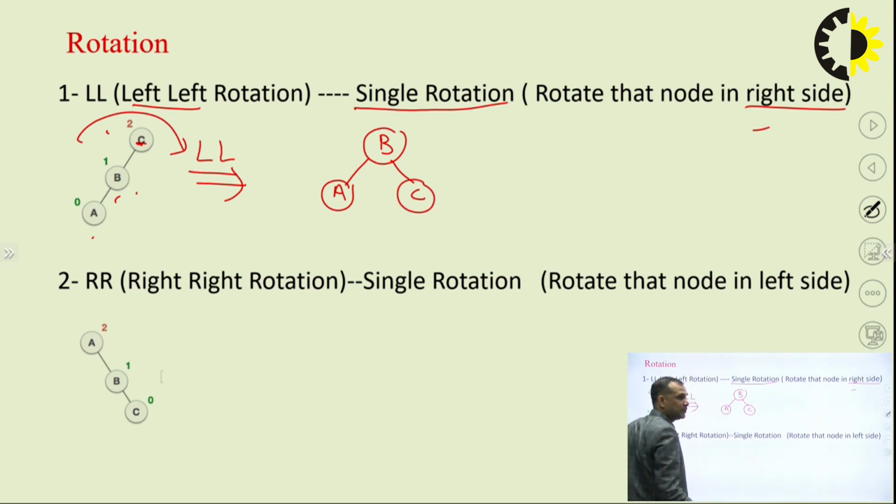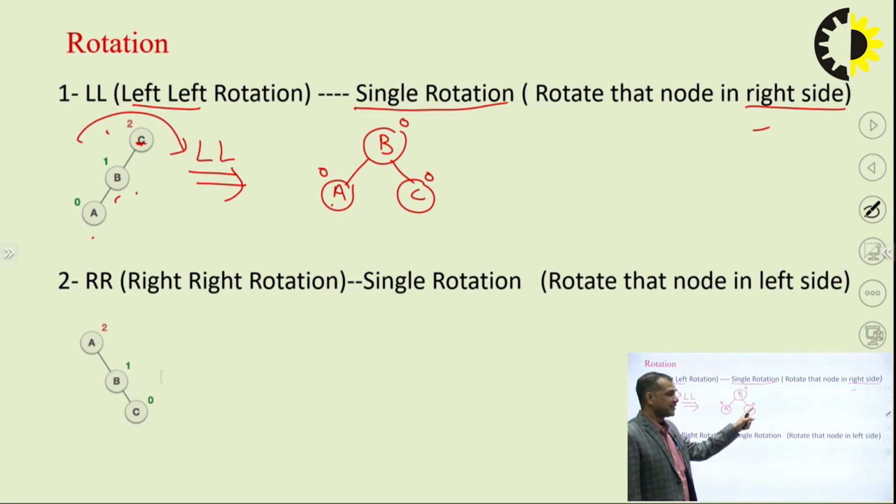Now we have to check the balance factor. A, left height minus right height, that is 0. C, left height minus right height, that is 0. And what is B? Left height is 1, right height is 1, 1 minus 1 is 0. Now we can insert the next element.